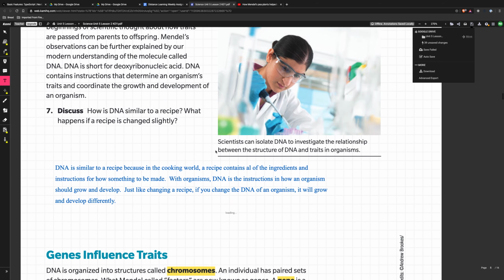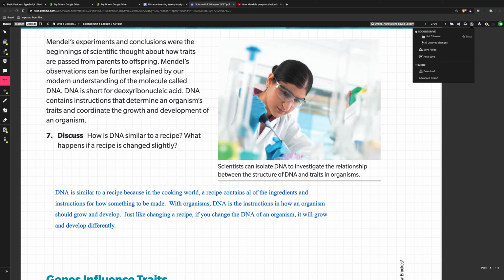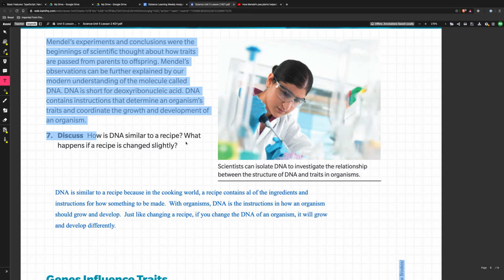Okay. How is DNA similar? This talks about DNA. DNA is deoxyribonucleic acid. Okay. And it is essentially the fingerprint or the building blocks of all living things: plant, animal, bacteria, anything. Virus.